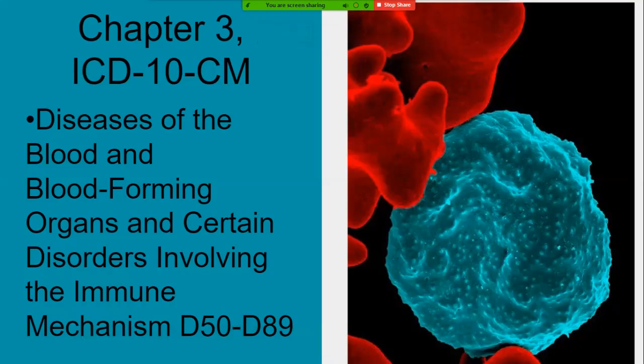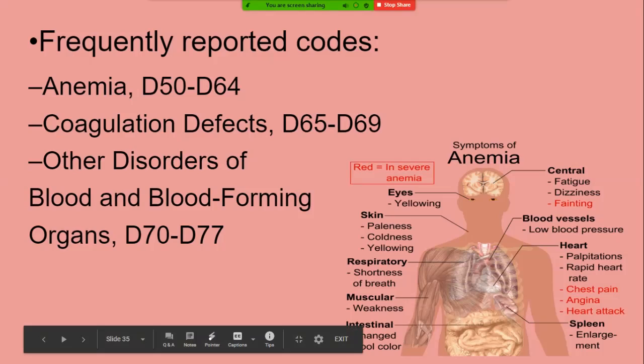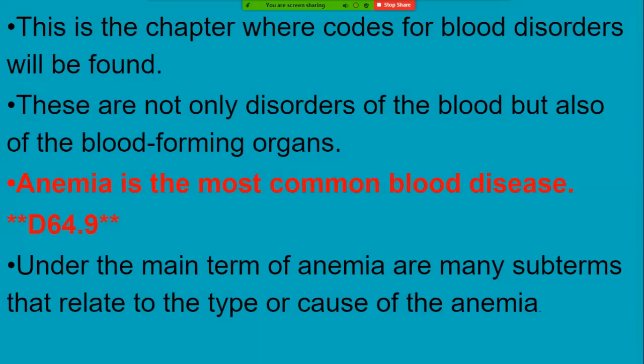certain disorders involving the immune mechanism, which starts with D50 through D89. So frequently reported codes are anemia, coagulation defects, other disorders of blood and blood-forming organs. And here in the little diagram are some symptoms of anemia. This is the chapter where codes for blood disorders will be found. These are not only disorders of the blood, but also of the blood-forming organs. Anemia is the most common blood disease, which is D64.9. Under the main term of anemia are many subterms that relate to the type or cause of the anemia.